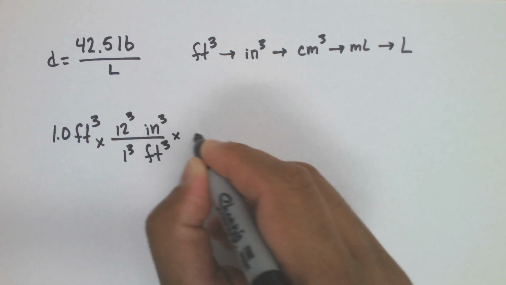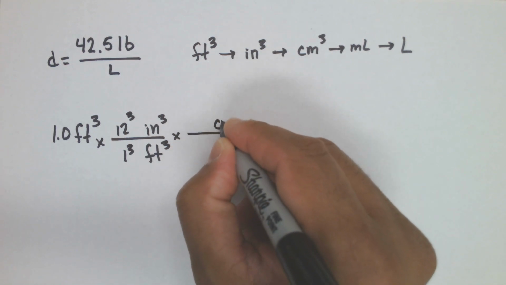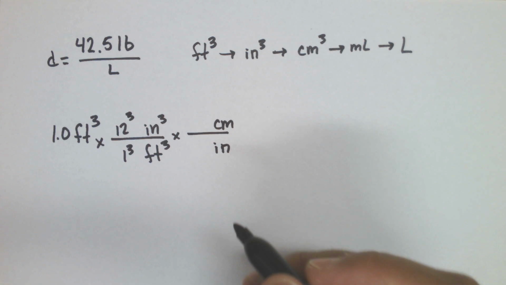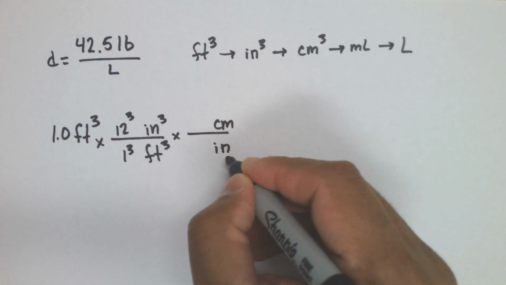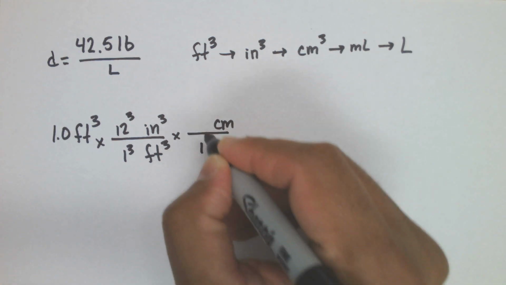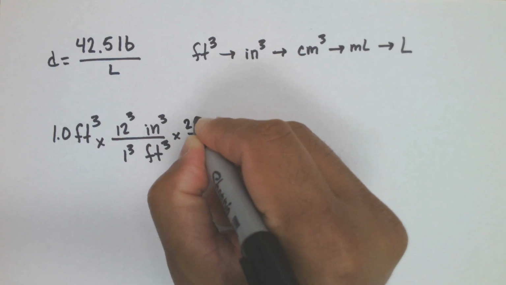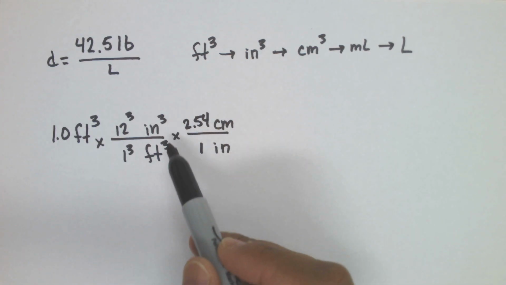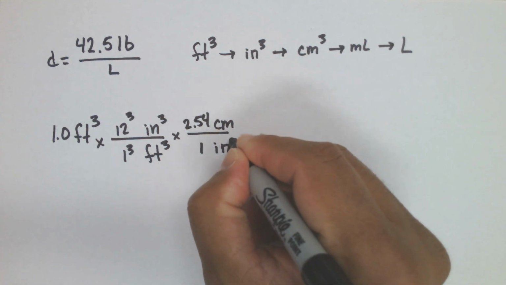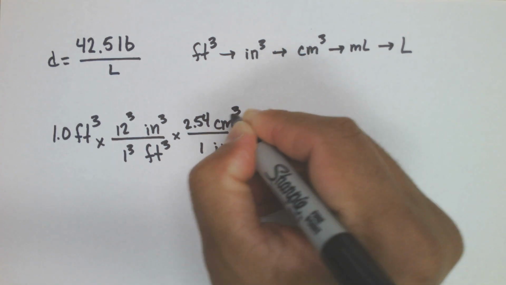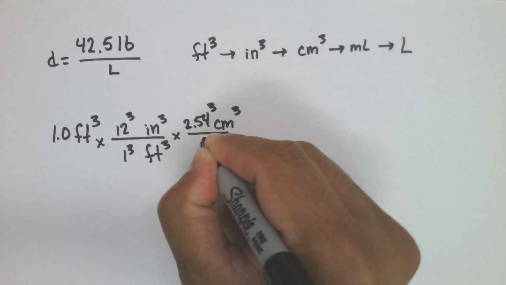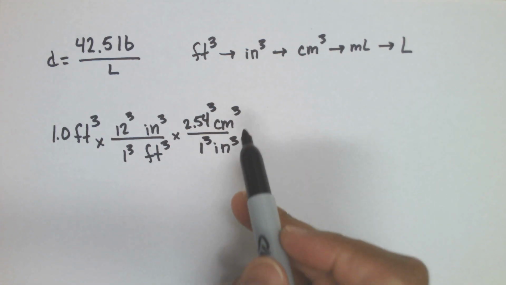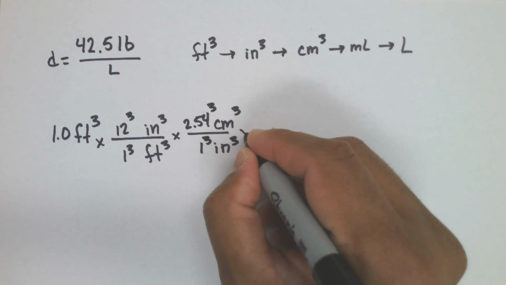From inches, we can go to centimeters. Again, this is a length conversion. Most tables will have this type of conversion. 1 inch is 2.54 centimeters. Again, this is a length conversion, but we're looking at volume here, so we'll have to cube the units, but don't forget to also cube your values here. So now we're in units of centimeter cubed.